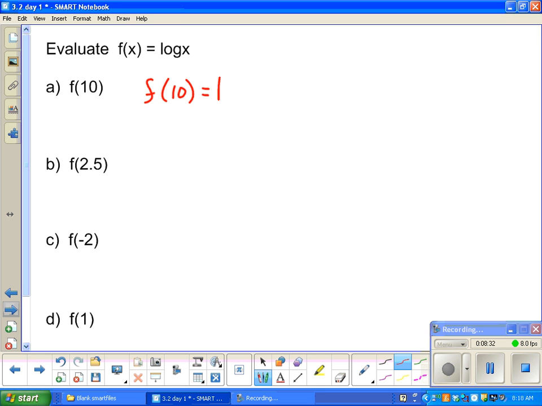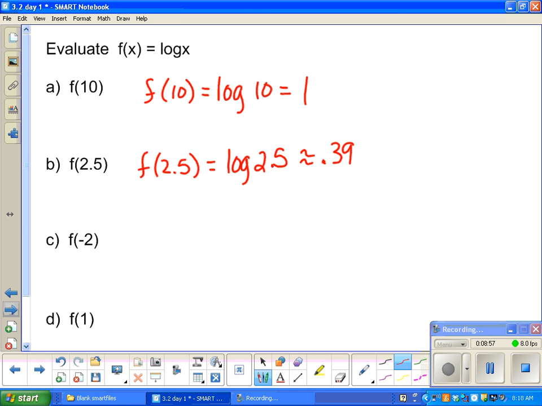F of 10. Well, it's base 10. This is 10. That one you should be able to do without a calculator. This one, probably not so much, because I don't know how to convert that to base 10. So I'm going to put this in my calculator, and I'm going to get an answer out that is approximately 0.398.